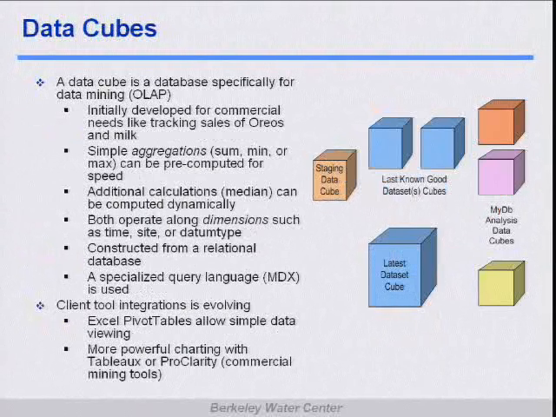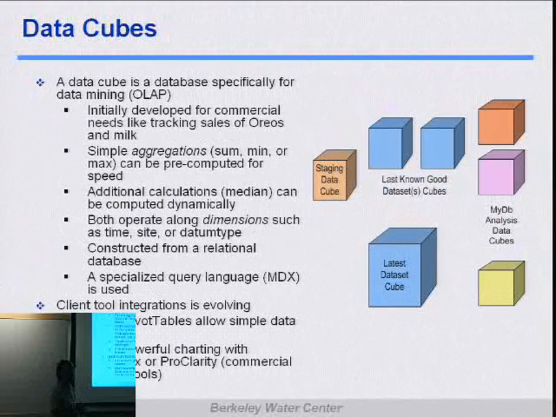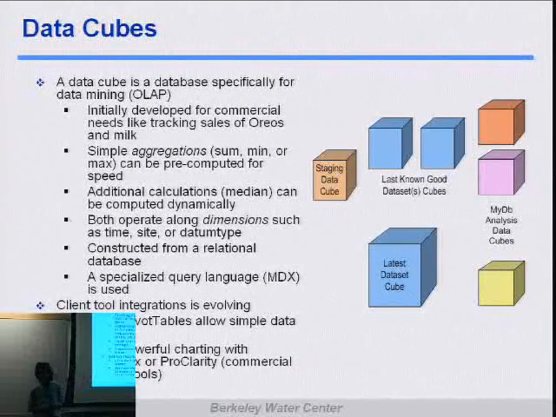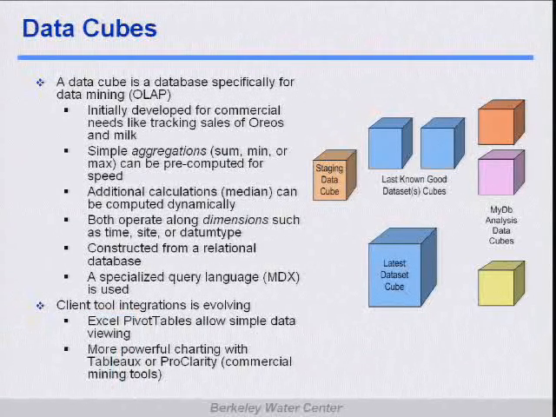Data cubes. A data cube is, and we're using a term very computer science pure here, a special kind of database, specifically optimized for database mining. Commonly used in the commercial world for things like looking at Oreos and milk, cigarettes, tracking sales. If you ever wonder how Walmart or Safeway, for example, decides to give you that coupon, well, that's database mining.